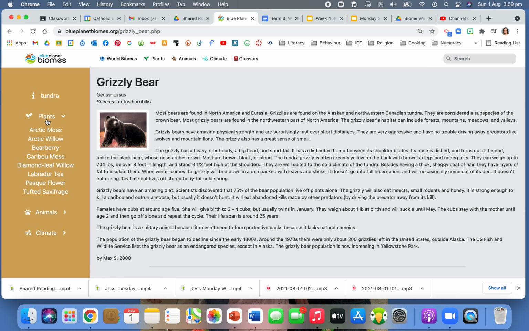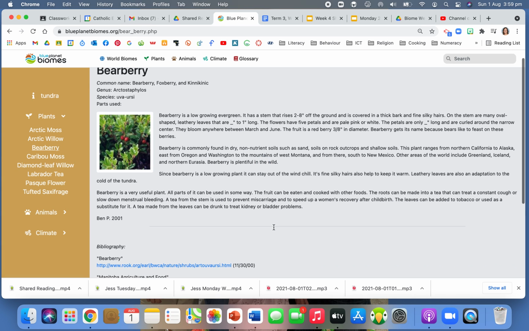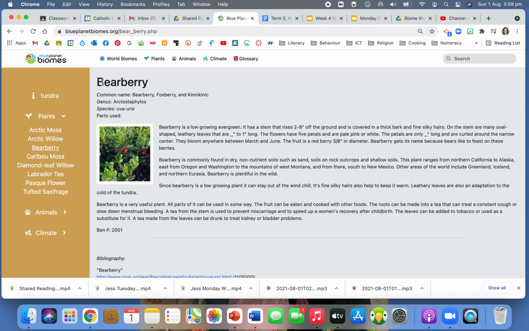Let's have a look and see what they do for plants, if that's laid out the same. Let's go to a bearberry. And there we go, exactly the same. We've got the title, we've got the technical scientific names and information, we've got our image, and we've got our information that's broken up into paragraphs. So I really like the consistency of this website. It's not changing if I go to a new page.